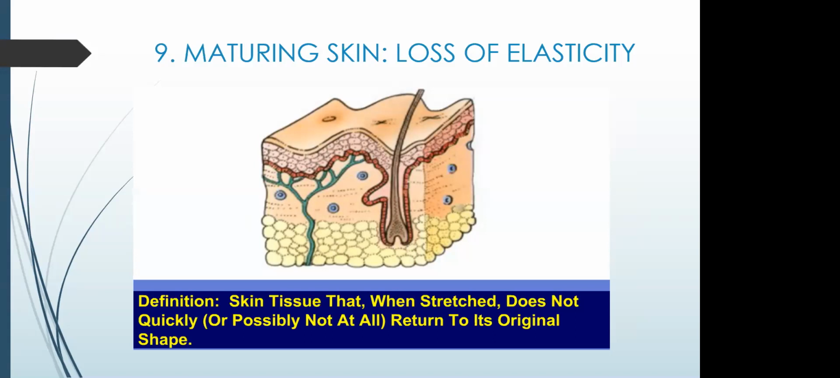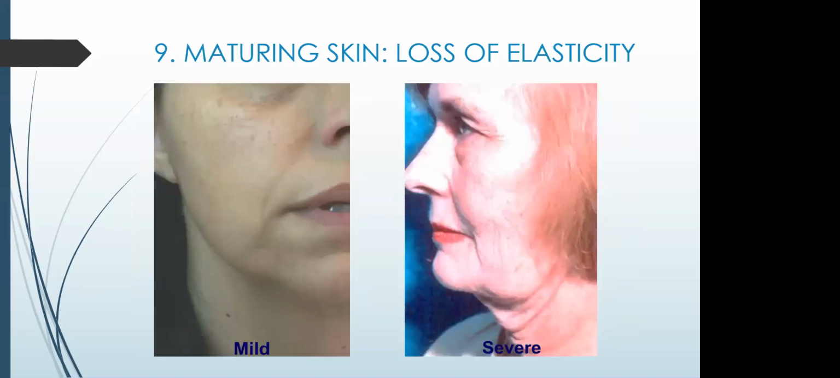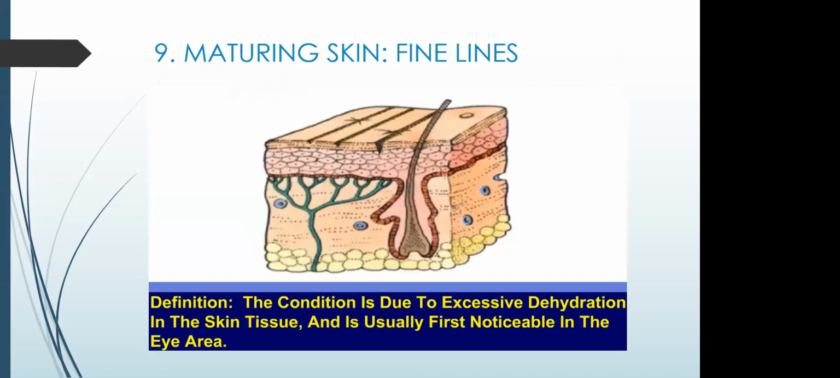Severe loss of elasticity: as the skin ages, the fibers which give the skin its elasticity lose their firmness and support, which causes the skin to sag. So here we have examples of mild and severe loss of elasticity.